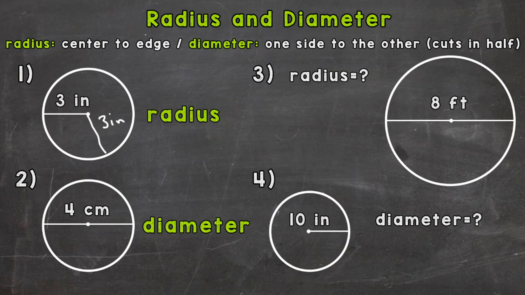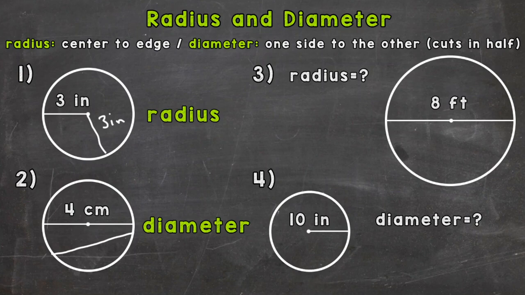Now a diameter does not have to go from left to right and horizontally like it does in number 2. It can go in any which way as long as it goes from an edge through the center to the other side, to the other edge. This would not be a diameter if I went from edge to edge there, because I did not pass through the center. Again, the diameter cuts a circle directly in half.